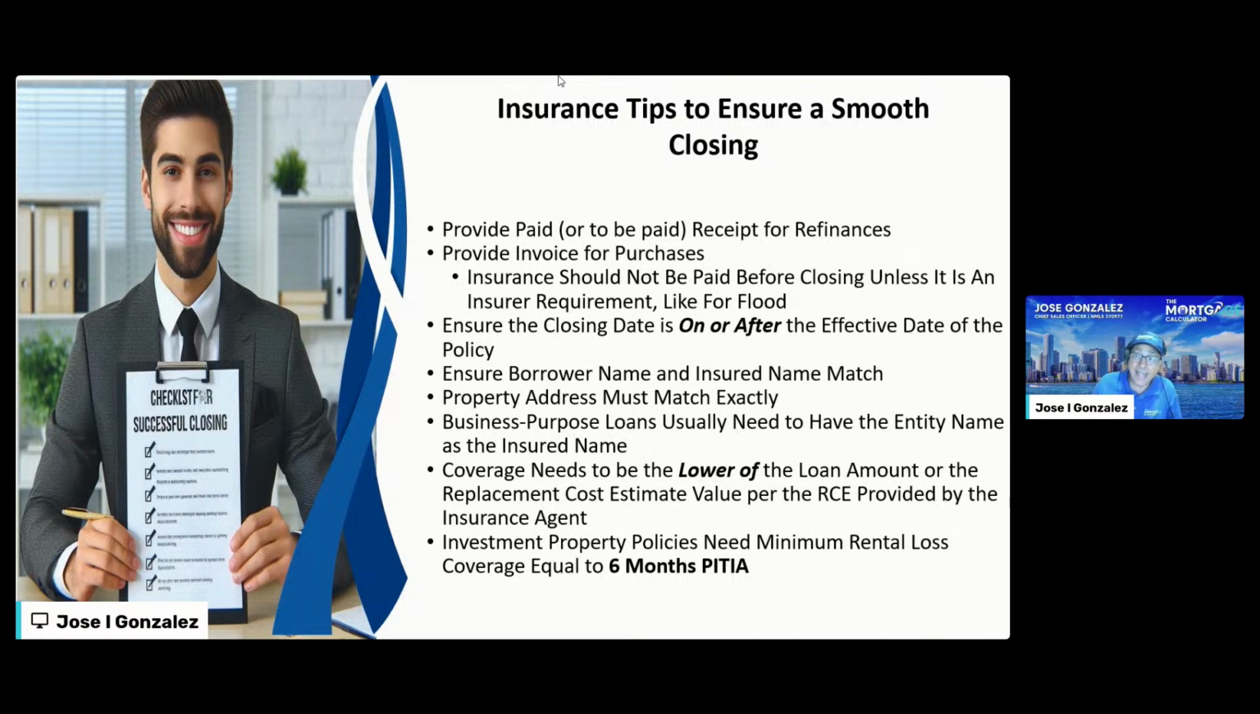Every now and then I catch that mistake and I correct it for the MLOs, but hey, you could be costing your borrower a lot of money if you're telling them to overinsure the property without their really needing to or wanting to. And like I already mentioned, remember that investment property policies need a minimum rental loss coverage equal to 6 months PITI, principal, interest, tax, and insurance, and if applicable, association fee and mortgage insurance as may be applicable.